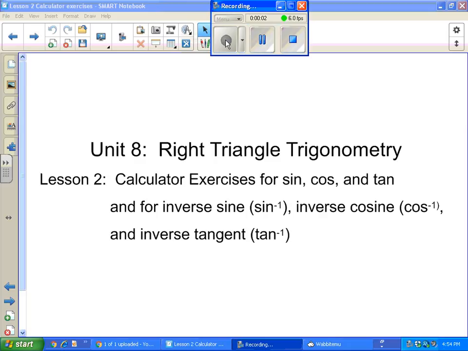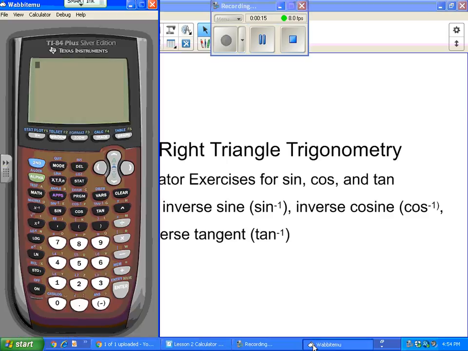All right, our next lesson in Unit 8, right triangle trigonometry, is going to involve the calculator. So what I want you to do is take your calculator, and I'm going to pull up a different one I have that I don't always use in class. But this is a TI-84 calculator.